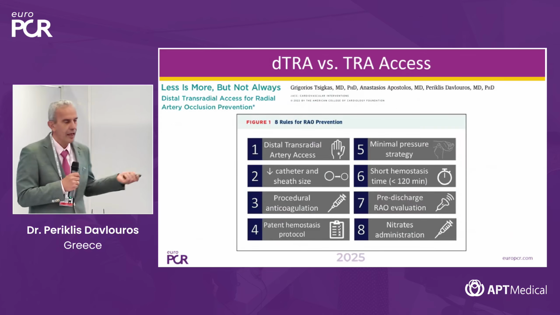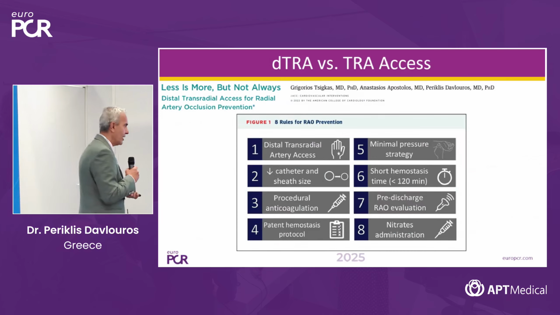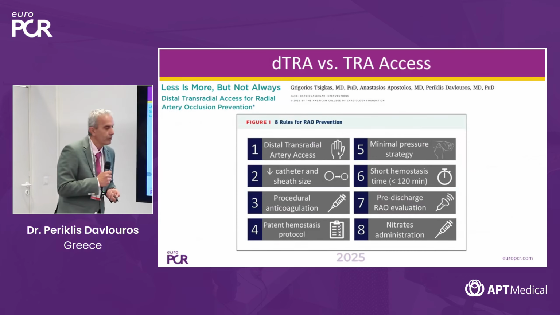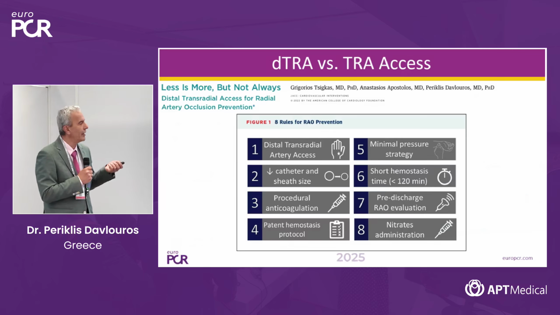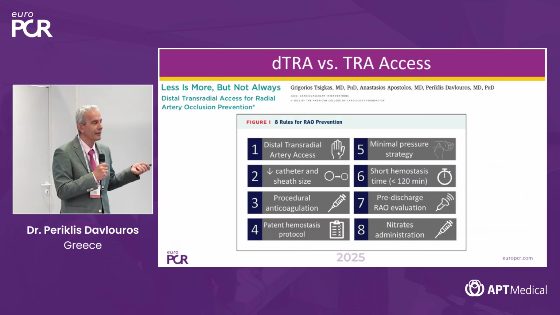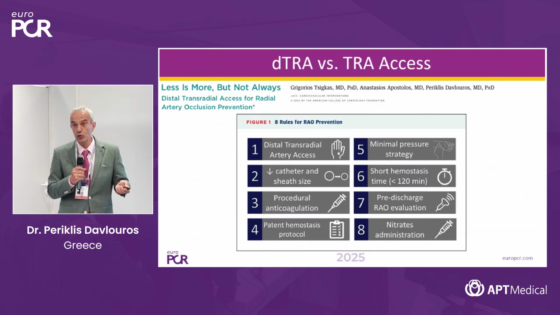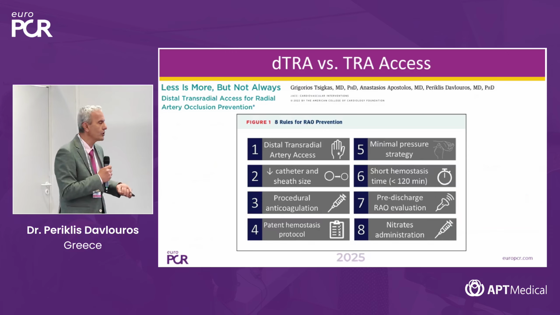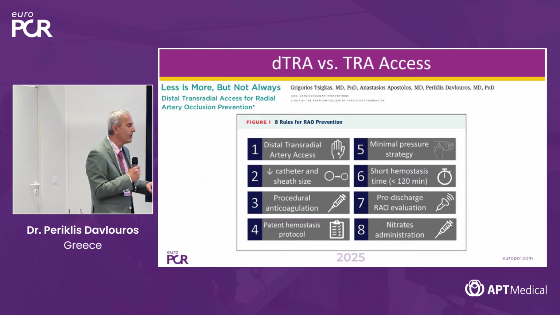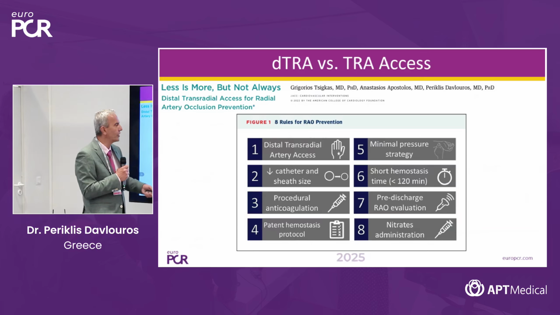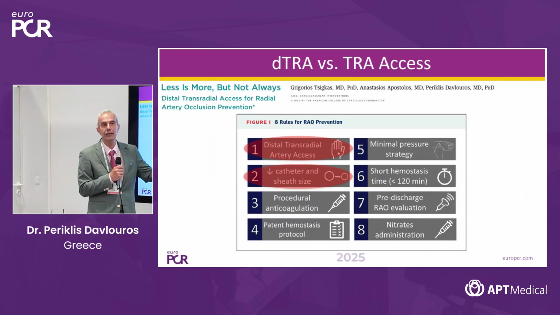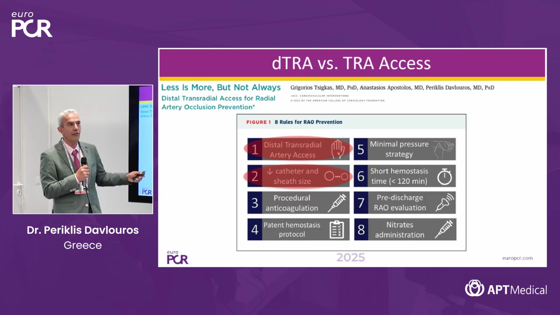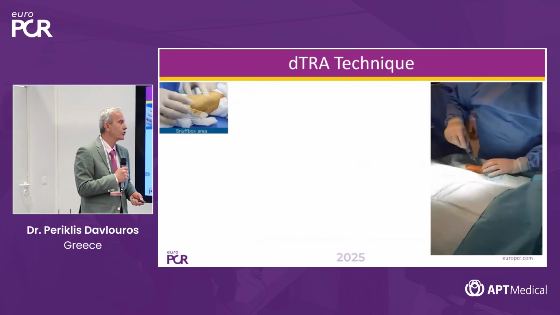So in this opinion paper, along with my colleagues, Dr. Tsigas, Dr. Apostolos, and myself, we try to describe the factors that may reduce the rate of radial artery thrombosis, and you see that amongst them, the two most important are distal transradial artery access and a reduced catheter and sheath size, which is very relevant to our topic and discussion today.